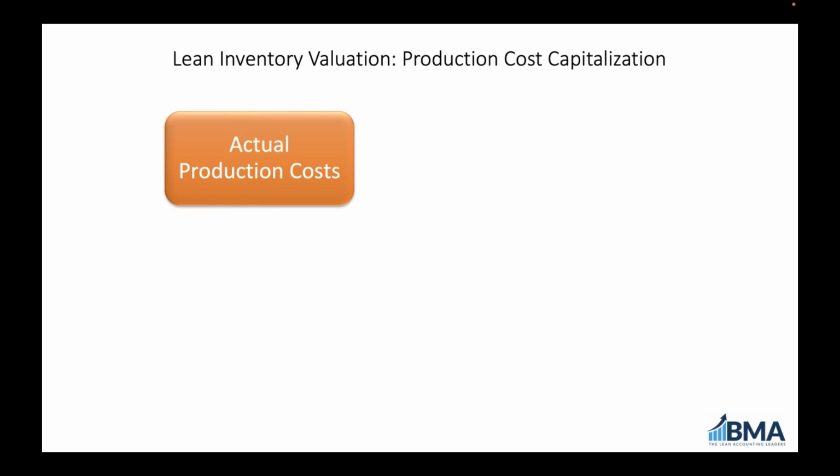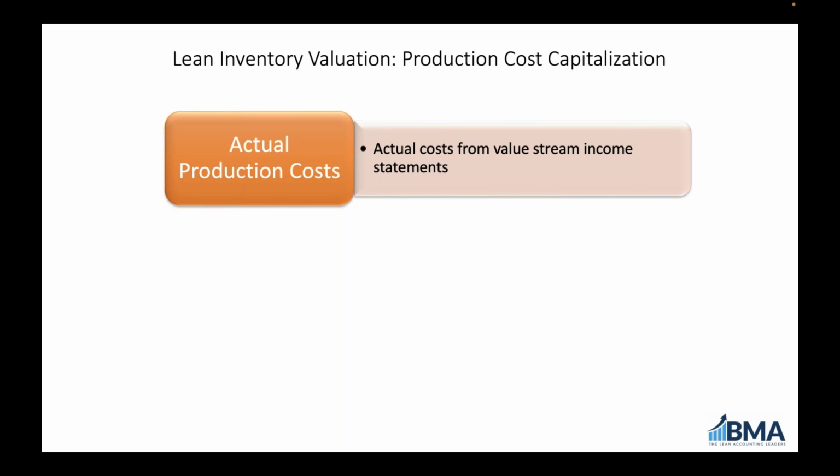So the first thing to do is to determine your actual production costs. You can get that from your value stream income statement. Value stream income statements are at actual for the period. And if you have different value streams, you may have different cost structures. And so that makes it easier to value inventory by value stream rather than one big lump.